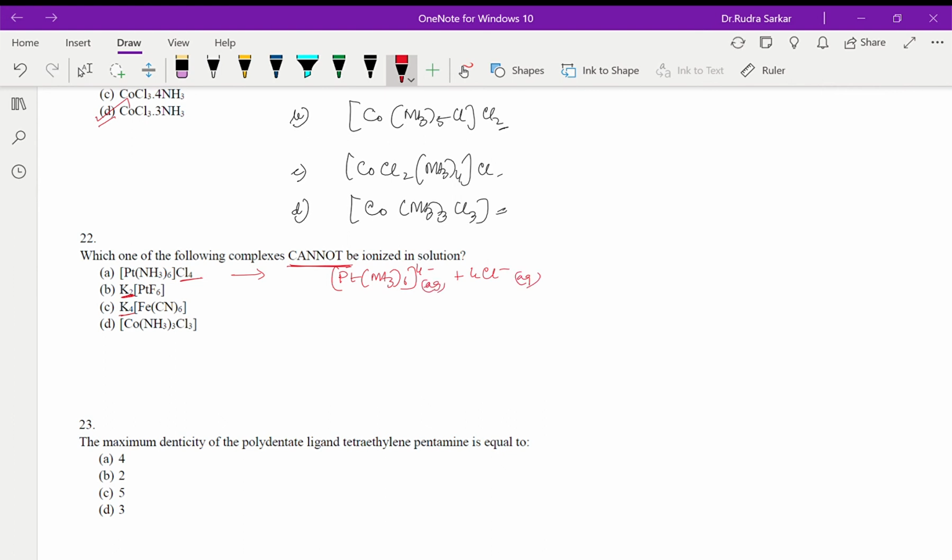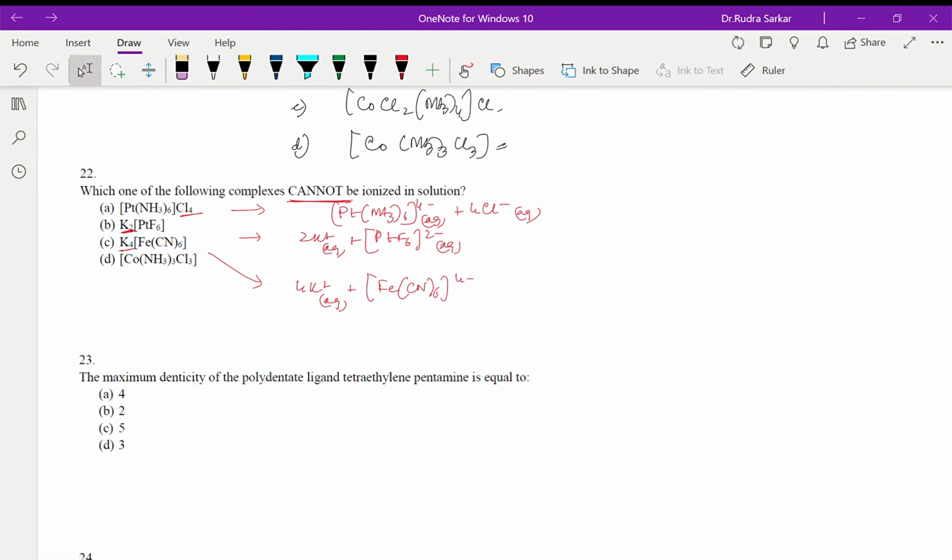What about the next case? 2K+ and [PtF6]2-, all aqueous. In case of this K4, it will be 4K+ aqueous and [Fe(CN)6]4-. But for D, there are no ions in the ionization sphere, so we will get no ions.